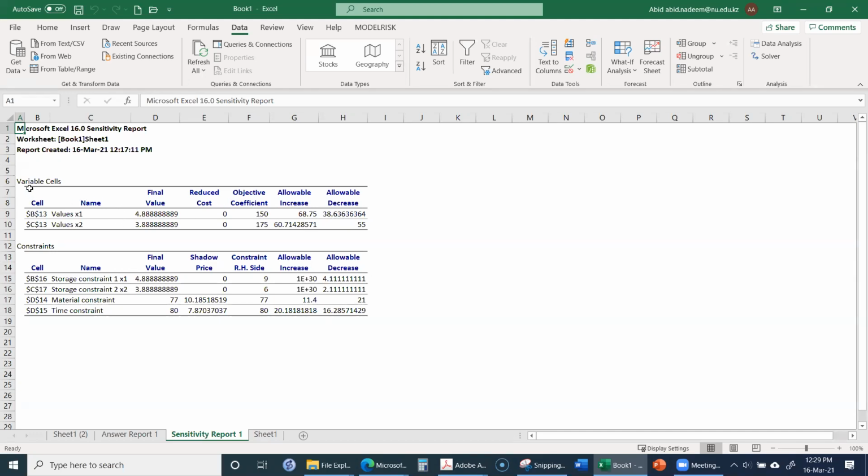Okay, so this is the report for the variable cells. The second is the report for the constraints. Yeah, this is very interesting to know, and also very useful. Of course, the first was also useful, but the second one is even more useful. The second one shows us these values, something like the shadow price. Shadow price is only provided for the constraints which were binding, that is the material constraint and the time constraint. The two storage constraints were not binding constraints, so there is no shadow price because there is still slack available.